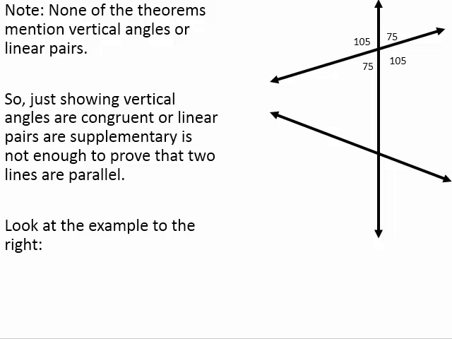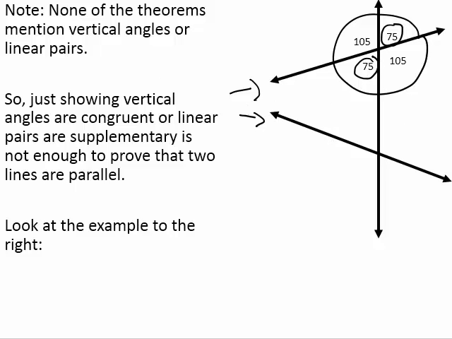Okay, note that none of the theorems mention vertical angles or linear pairs. So just showing vertical angles are congruent or linear pairs are supplementary is not enough to prove that two lines are parallel. For example, take a look at the angles to the right. You'll notice that the vertical angles are congruent, but clearly these two lines are not parallel. They're definitely going to intersect each other. That's because the vertical angles only depend on one of the intersections. They don't depend on both intersections. So you can't predict what's going to happen with both lines based on just vertical angles.